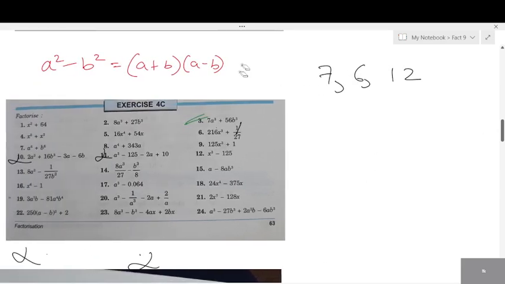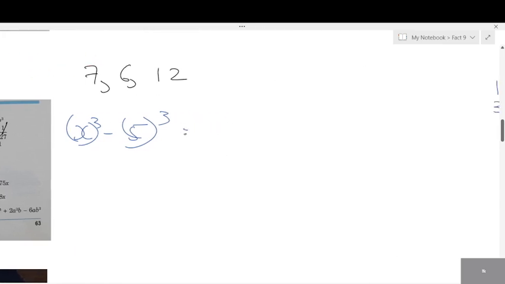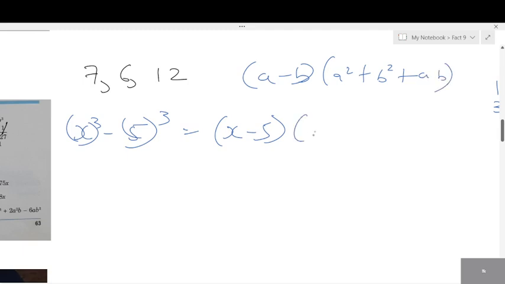12th one. Okay, one negative question. X cube minus 125, you can write it as 5 cube. What's the answer you got for this? X minus 5 into x square plus 5x plus 25. Yes. 5x, not 25x. Plus 5x is the answer.